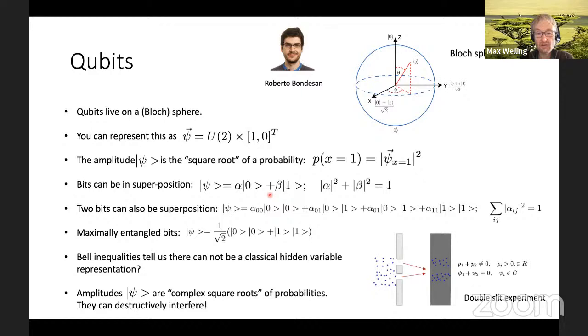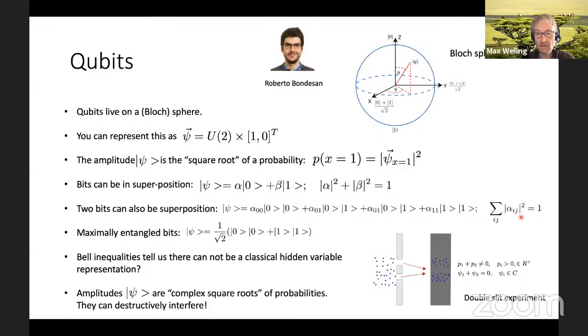This is somewhat similar to what I said before for probabilistic bits. But now the coefficients that combine are no longer probabilities, but, as I said, they're square roots of probabilities. And so they live on the surface of a sphere rather than on this polytope. And so they have to satisfy this relationship. Now you can also take two bits and superimpose all of those, and now you need 4 different complex numbers, and all of those have to add up to 1 if you take the absolute value squared, and this we call entanglement.